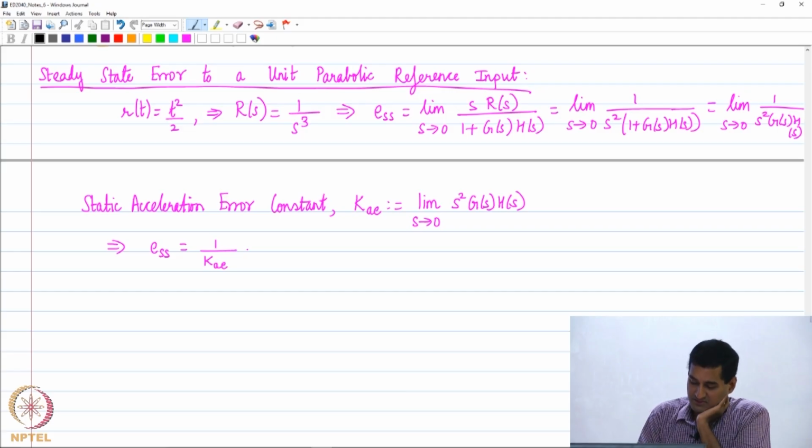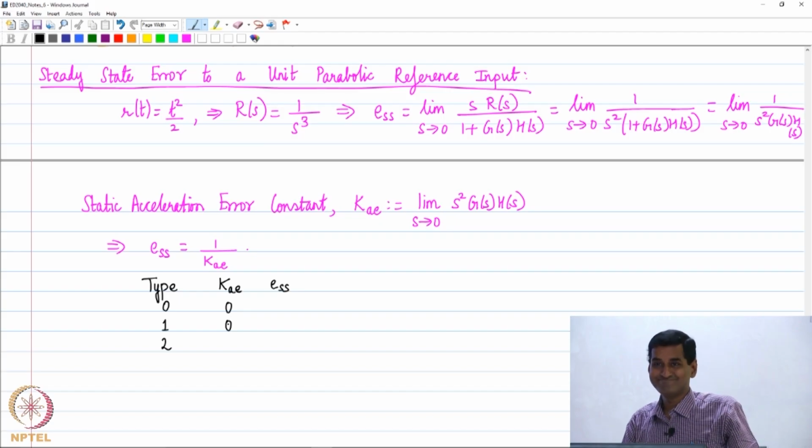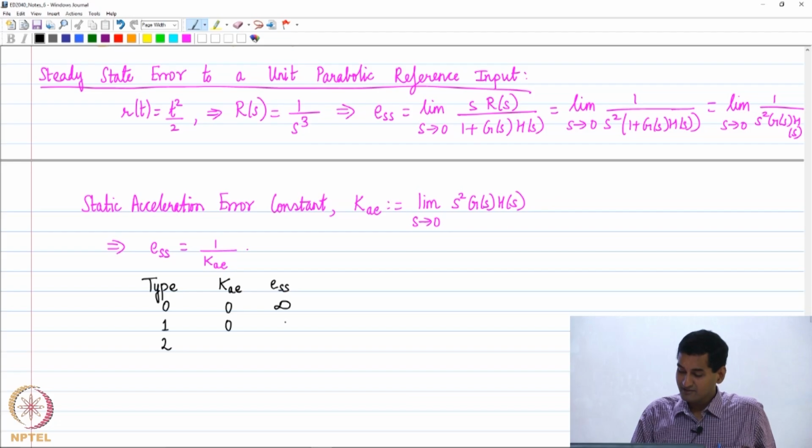So similarly, if we construct a table like before, for this case we can immediately observe that for type 0 and 1, KAE will be 0 because it's s squared. It's straightforward to figure out that the static acceleration error constant will be 0. So the steady state error will be infinity.